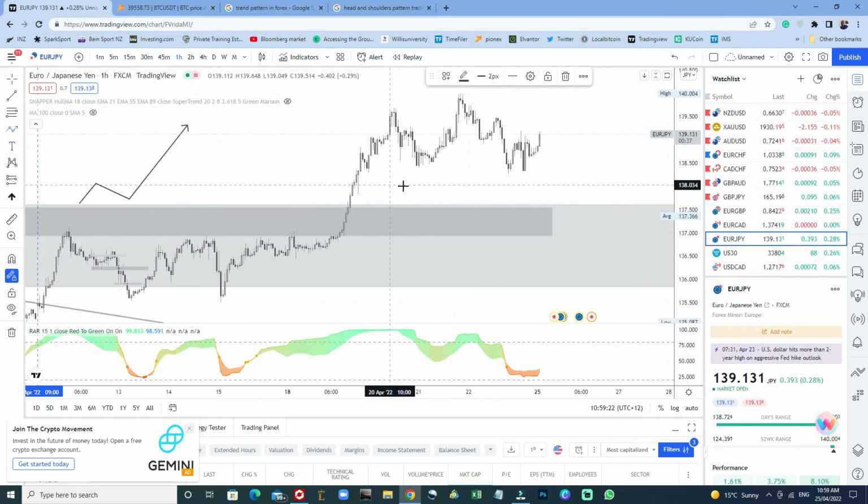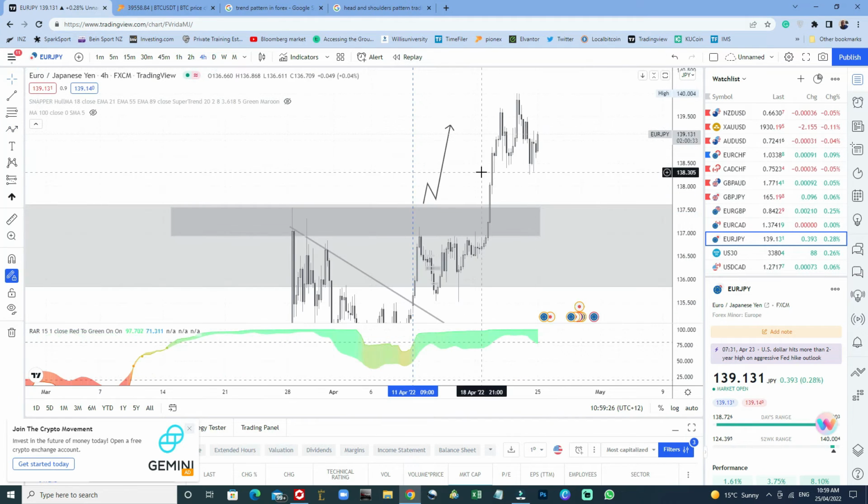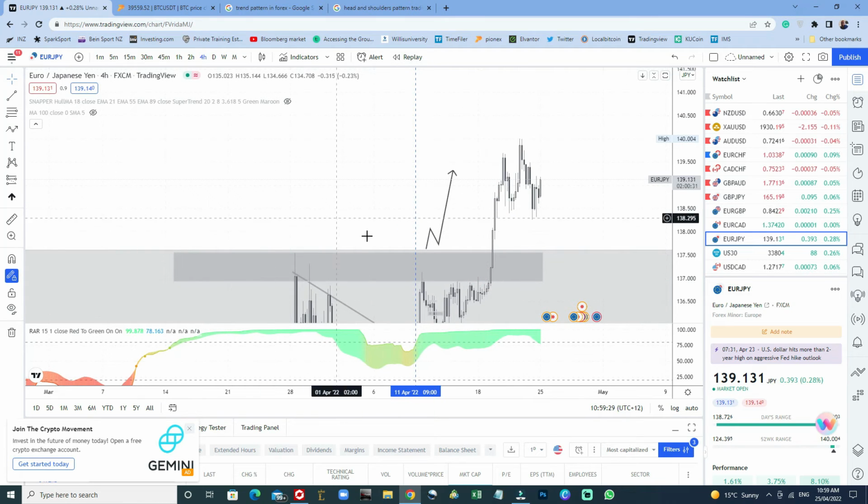Now let's just add Euro JPY. Euro JPY is consolidating on a 4 hour time frame. You can see Euro JPY consolidating.